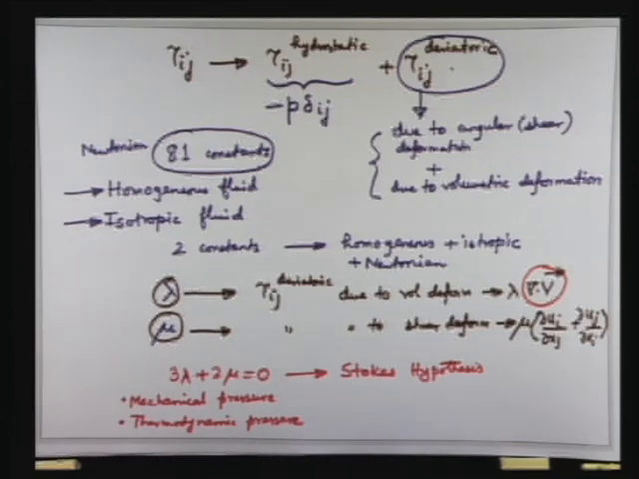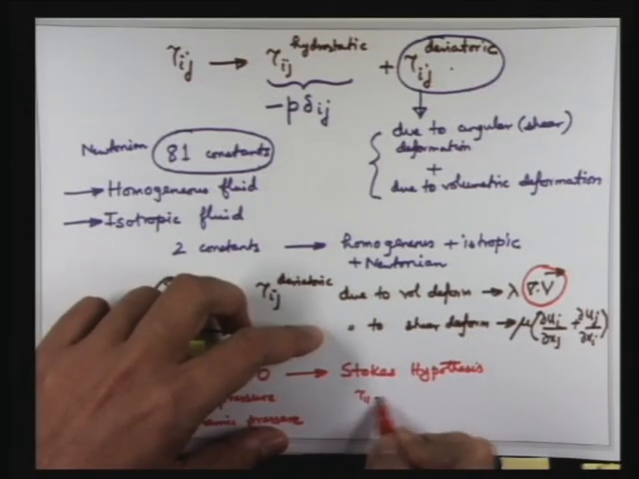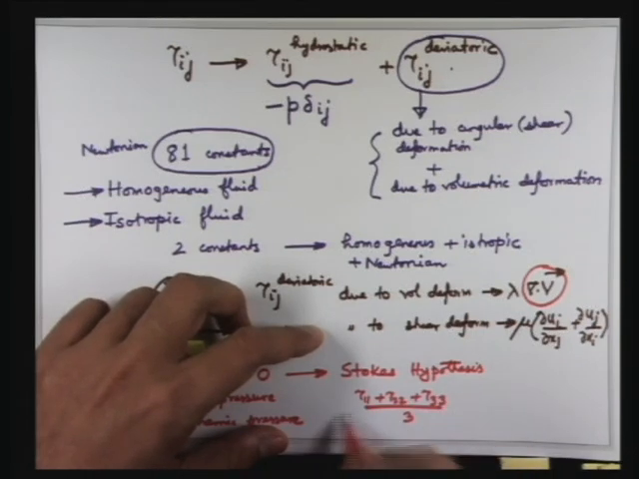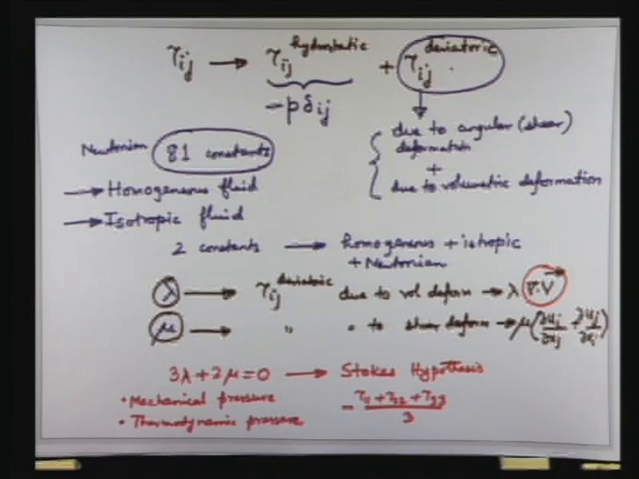Mechanical pressure relates to the average normal component of the stress. So mechanical pressure is defined as tau 11 plus tau 22 plus tau 33. These are the normal components of stress, averaged, with a minus sign because the positive sign convention is tensile stress and pressure by definition is compressive. So that is mechanical pressure. It's purely a mechanical concept. This is what we measure when we use a pressure measuring device, essentially the average normal component of force.